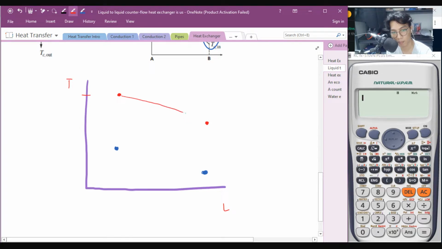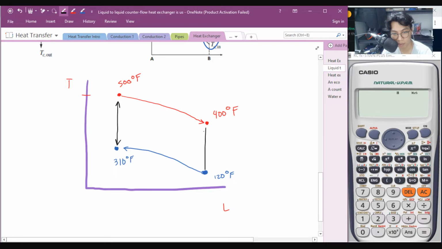So, this is 500 degrees Fahrenheit. This is 400 degrees Fahrenheit. Tapos, cold fluid to hot, nag-absorb siya ng init eh. So, this is from 120 degrees Fahrenheit to 310 degrees Fahrenheit. So, measure natin yung delta T max at delta T min. Hindi natin ma-determine saan yung delta T max at delta T min.